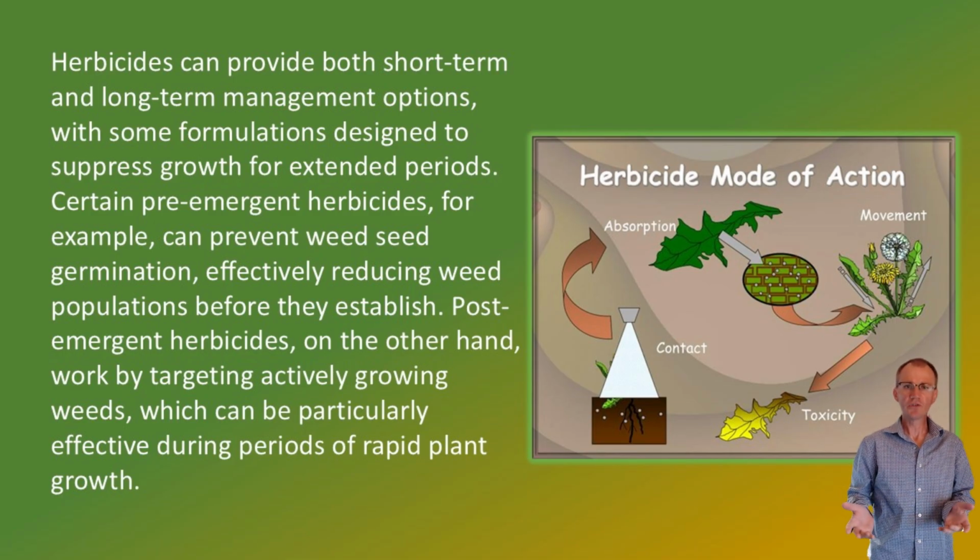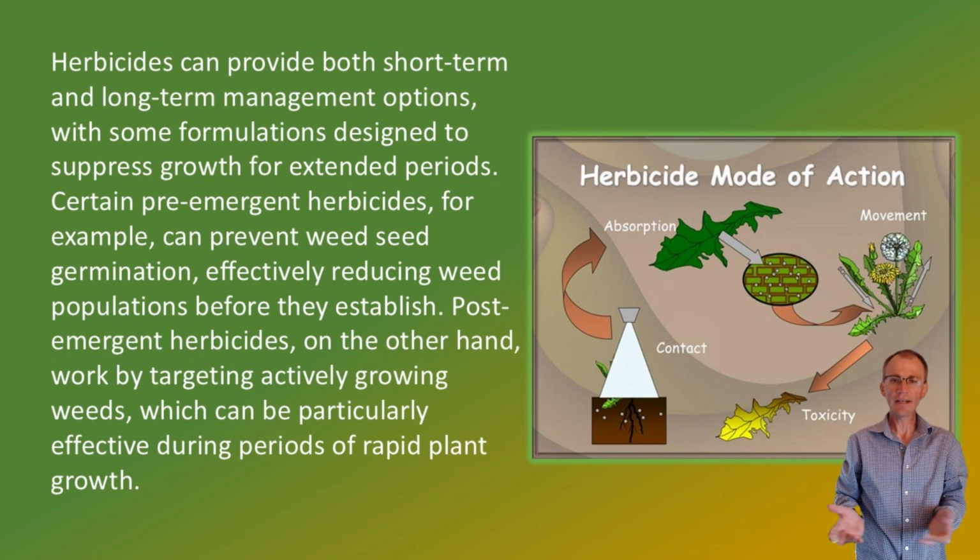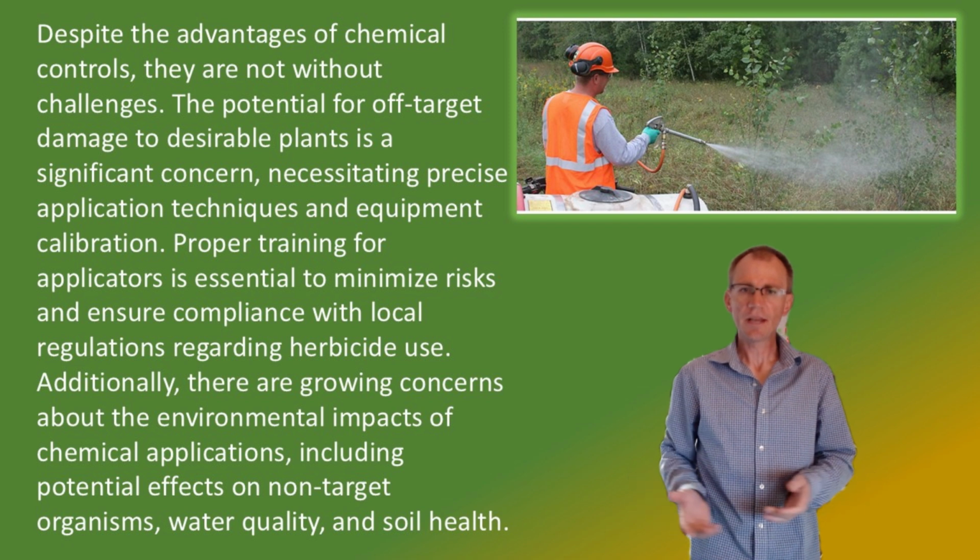Herbicides can provide both short-term and long-term management options, with some formulations designed to suppress growth for extended periods. Certain pre-emergent herbicides, for example, can prevent weed seed germination, effectively reducing weed populations before they establish. Post-emergent herbicides, on the other hand, work by targeting actively growing weeds, which can be particularly effective during periods of rapid plant growth. Despite the advantages of chemical controls, they are not without challenges.